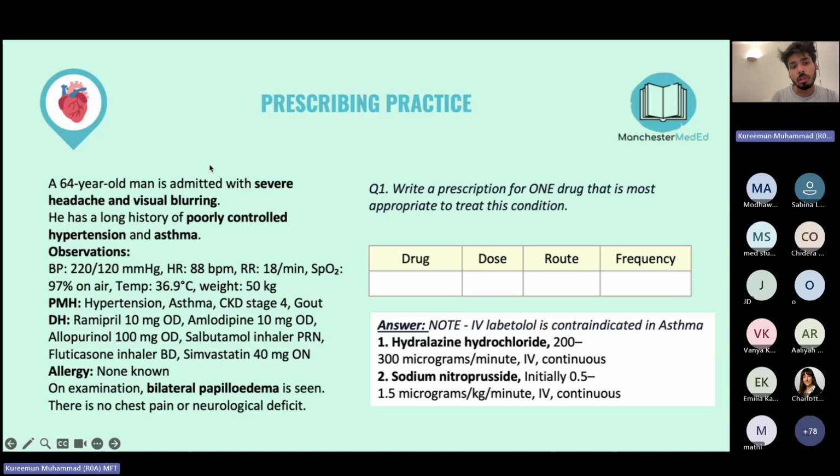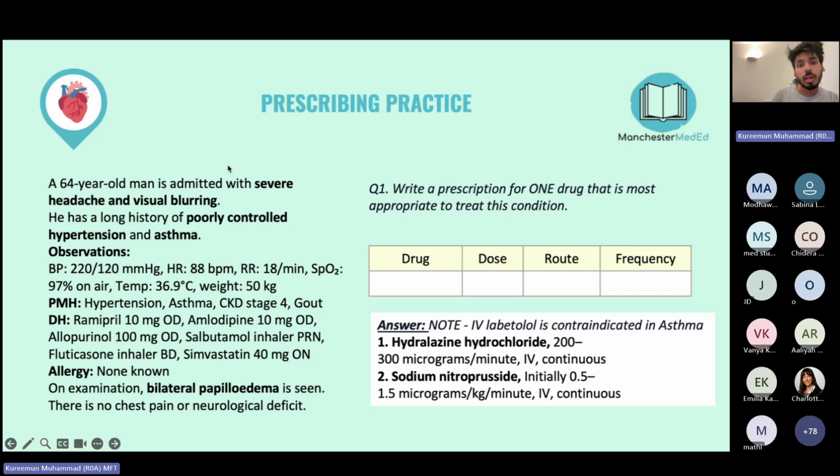So what I did was go to a treatment summary. I know that there's a treatment summary for antihypertensive drugs. I typed that and looked into it. There are two drugs here that are used in hypertensive emergency. I go into the first drug, hydralazine, and look at whether I can use this drug. There's no contraindication in terms of asthma or CKD or gout, so I can prescribe it. I prescribe it as per the BNF, which is what they recommended me to do. So that's the answer here.